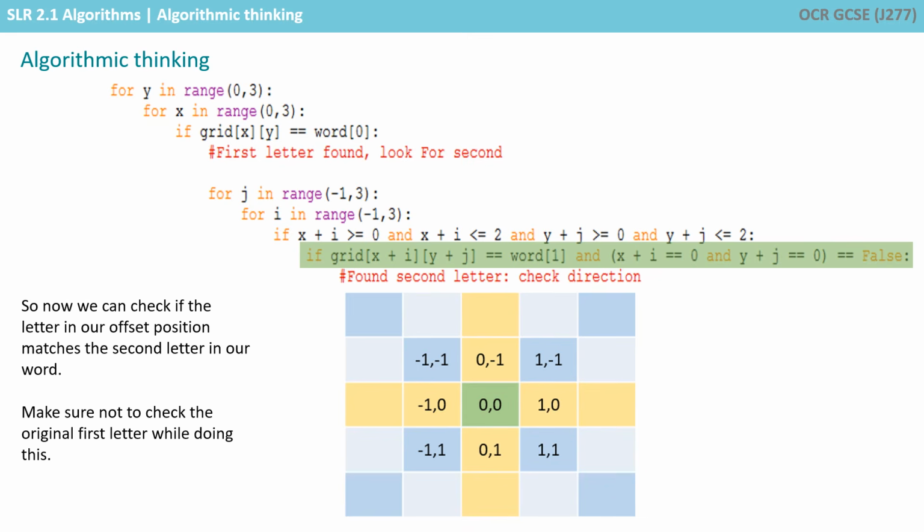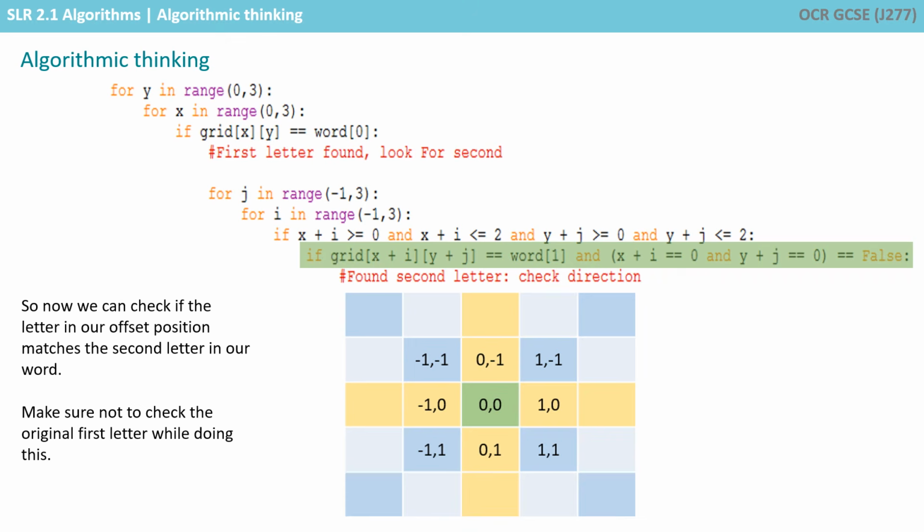So here we've introduced the variables I and j, representing the offsets from the original x and y positions. Now it can get a little bit confusing if you don't use sensible variable names, but for algorithms like this it's quite common to just use single letters for variable names. Perhaps it would have been better in this instance if we'd had offset x and offset y as names instead.